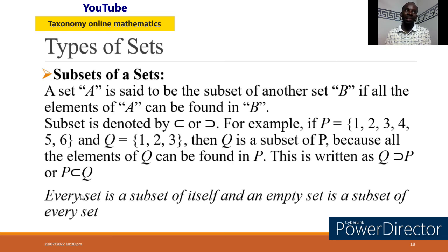Since the empty set is a set that has no element, I said earlier on that we call something a proper subset. So if I have a set 1, 2, 3, that is set A, and set B is 1, 2, 3, and I'm saying that A is a subset of B, and the elements of B are the exact elements of A, then we can say that what? A is a proper subset. That's why we are saying that every set is a subset of itself.